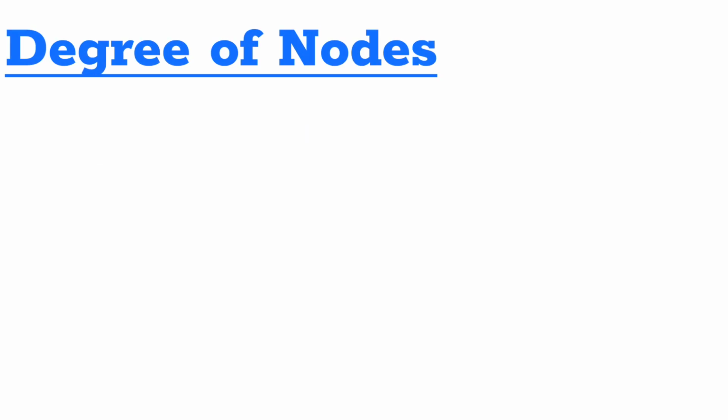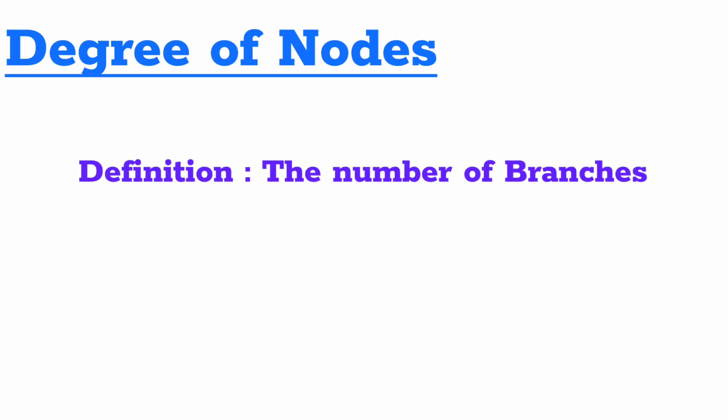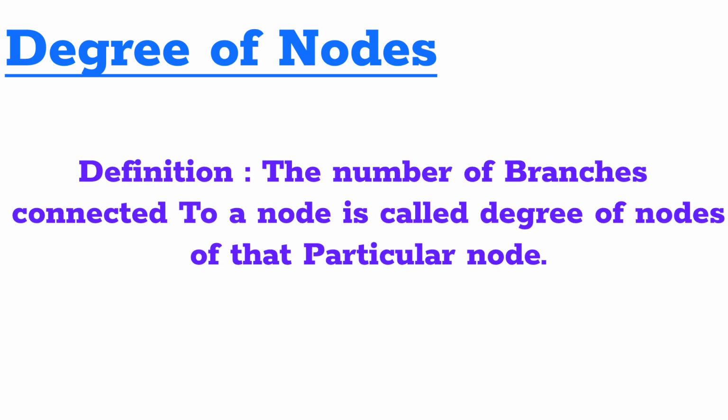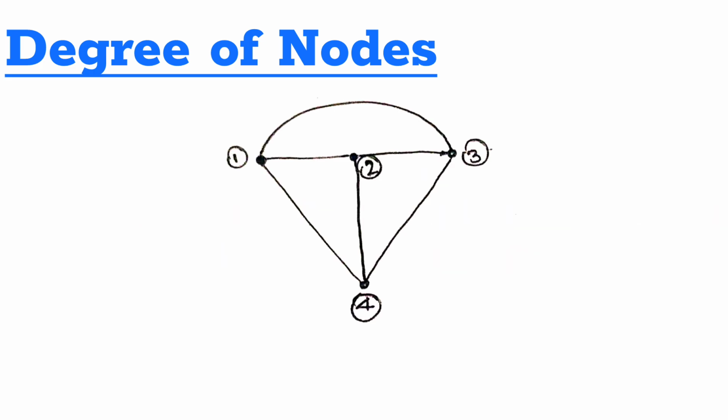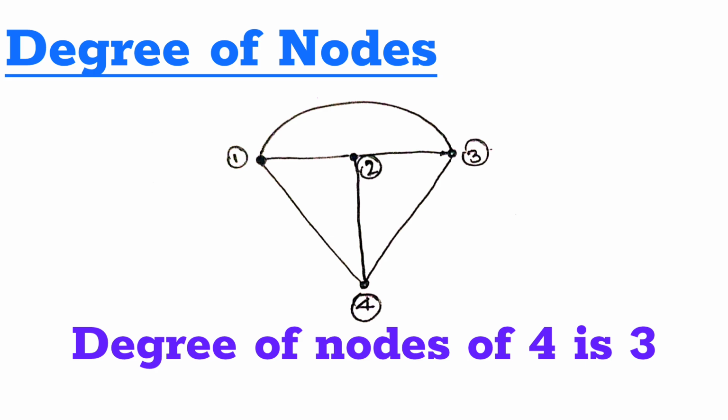And now comes the terminology of degree of nodes. What is degree of nodes? How to identify and how to calculate the degree of nodes? The number of branches connected to a node is called the degree of that particular node. For example, in this graph, if we want to know the degree of the fourth node, we just have to consider how many branches are connected to the fourth node. That is 1, 2, 3. 3 branches are connected to the fourth node. So the degree of the fourth node is 3. Like that we have to analyze the degree of nodes.